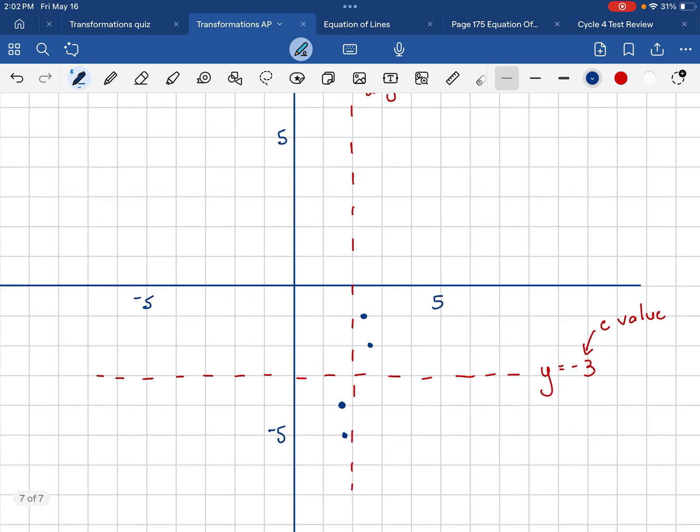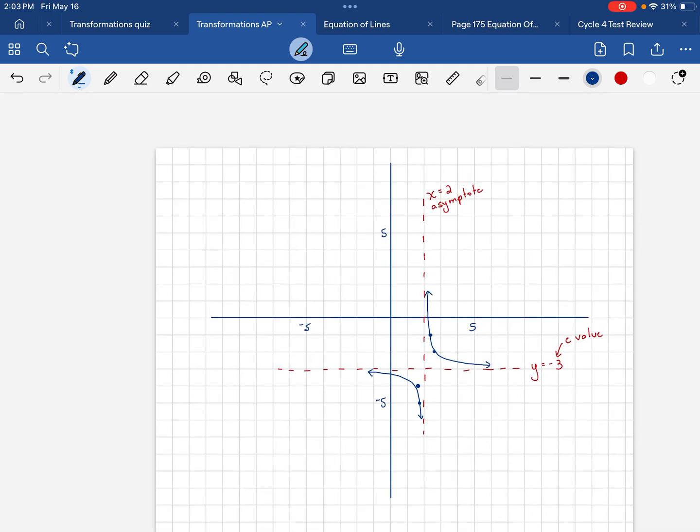So then if I go ahead, now I have a better idea of what this will look like. Okay, it won't ever touch those asymptotes, but it gives you a better idea of what your reciprocal function will look like. So there it is.